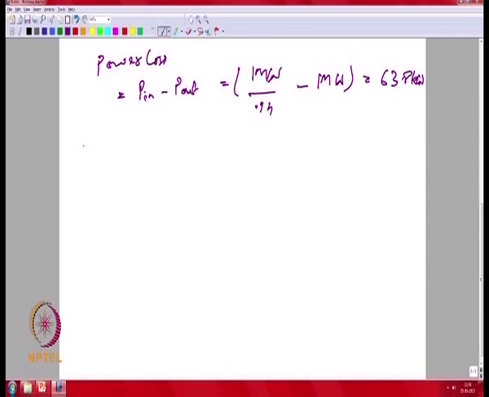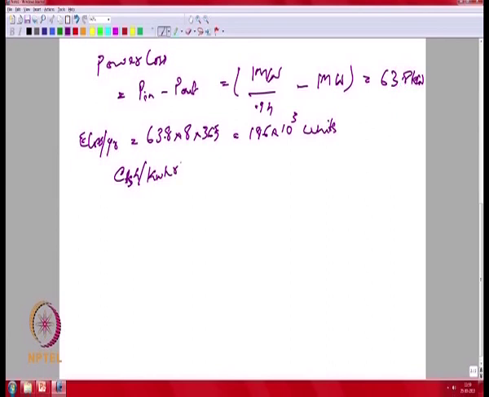So, if you look at your energy loss per year, this would be 63.8 into 8 hours per day, 365 days a year. So, this turns out to be 186 into 10 to the power of 3 units or kilowatt hours per year, and assuming rupees 4 per kilowatt hour, this turns out to be rupees 7.45 into 10 to the power of 5 rupees per year.